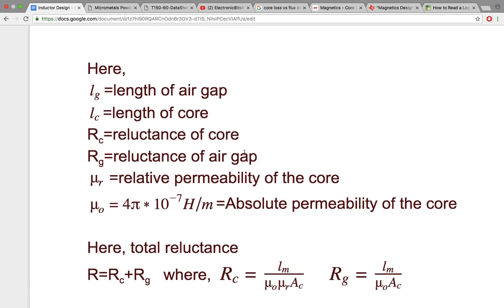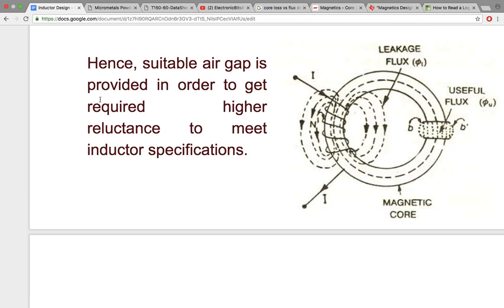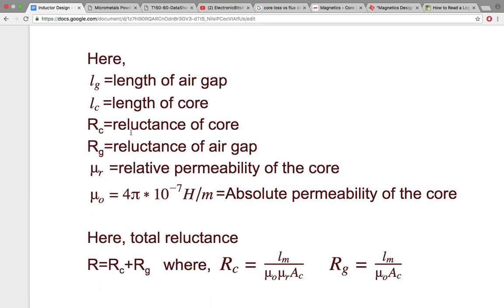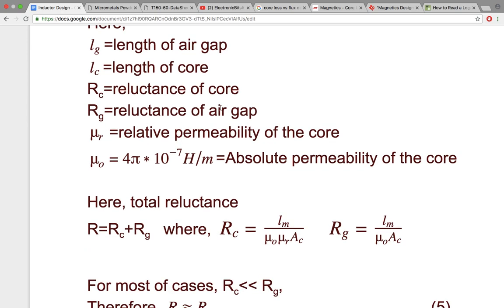Okay, so let us assume these are a few variables. LG is the length of the air gap, and the length of the core is nothing but, from this point, if you go throughout the core and come back here, this length. So basically, it's the length of the magnetic circuit minus the air gap length. So that is the core length, and these are the reluctances for the corresponding core and air gap. And mu r is the relative permeability of the core, and mu naught is the absolute permeability of the medium.